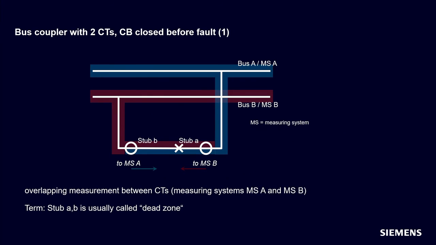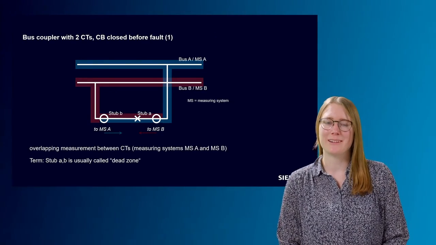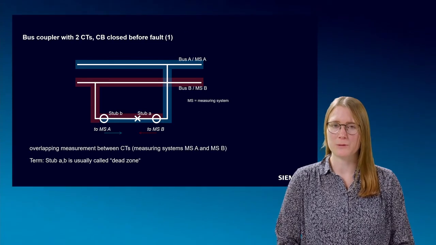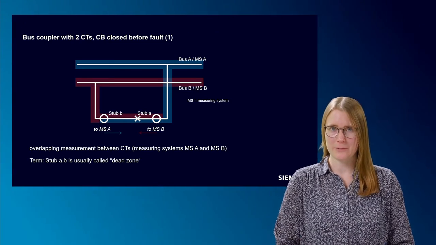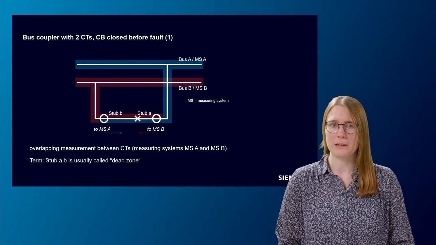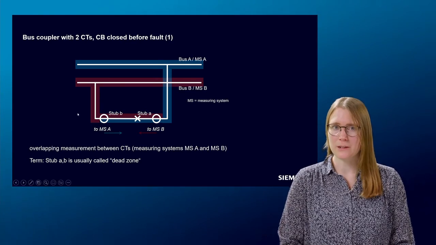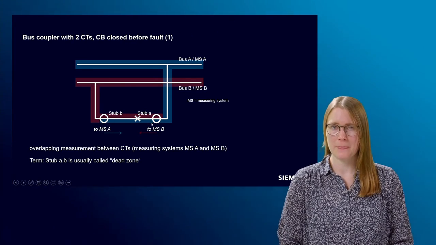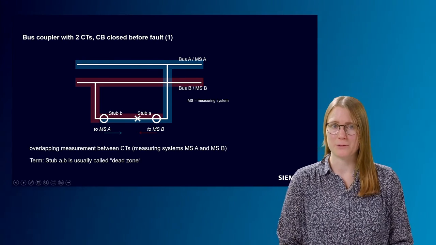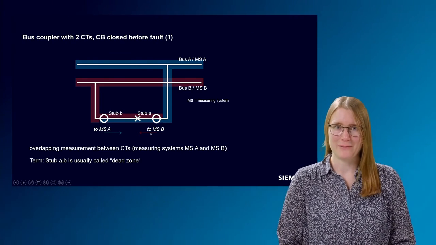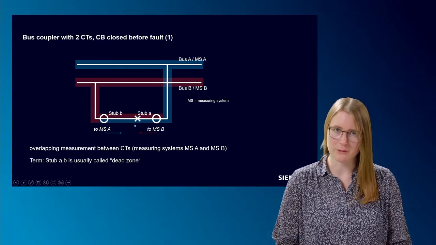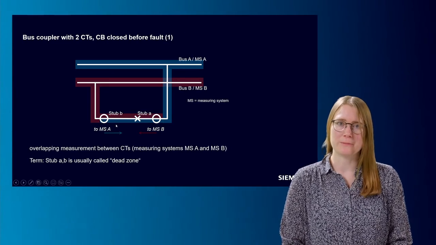Enough about feeders, let's take a closer look at the bus couplers. First, I want to talk about a bus coupler with two CTs. The circuit breaker is closed between them. The CTs are assigned in an overlapping mode. That means the left one is assigned to bus A, the blue one, the right one is assigned to bus B, the red one. Therefore, the area between the two CTs, also called dead zone, is part of both measuring systems.